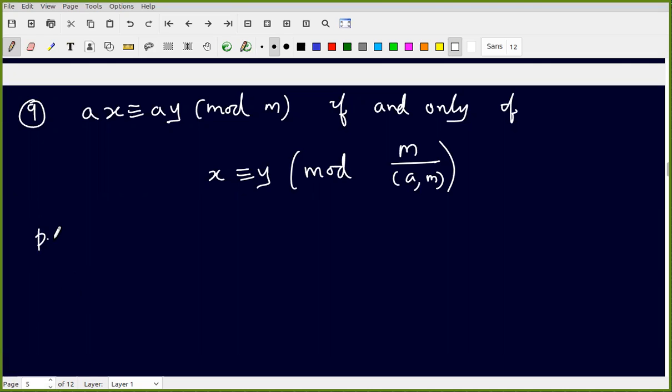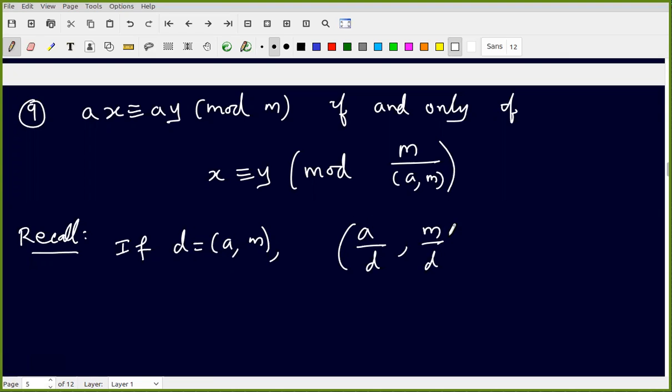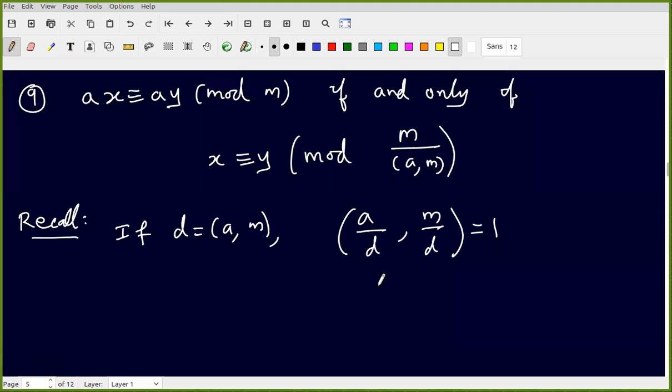Okay, so proof. In this proof, we will use the properties of divisibility. We recall the following, then we will use that. If D is the GCD of A and M, then A by D and M by D are relatively prime. That is, we know. If all the common positive divisors are removed from A and B, then the rest of the numbers have no common factor except 1.